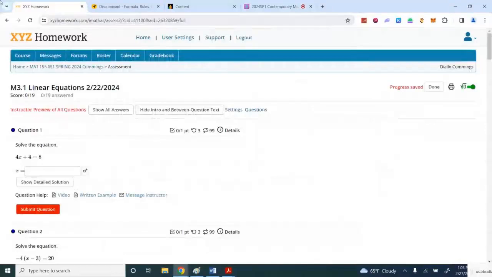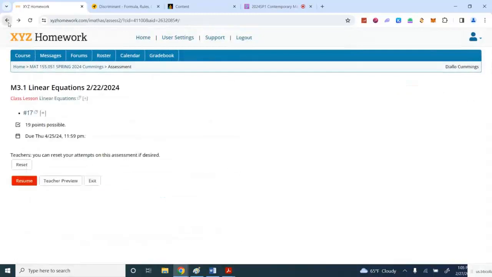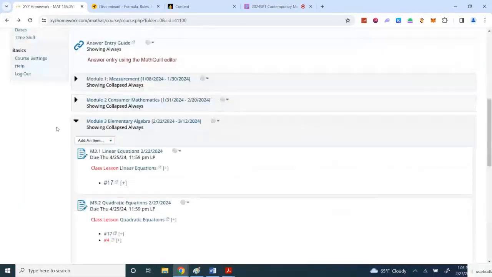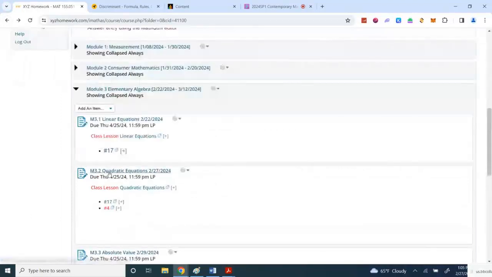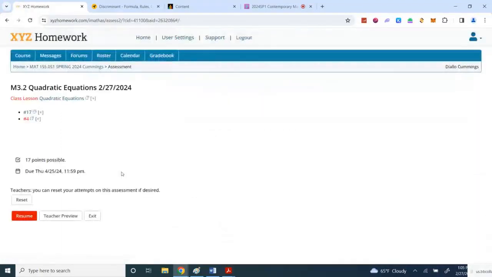All right, today we're going to attempt to go through the first couple of sections in module 3. 3.1 is linear equations, and if you've taken Math 101, this stuff should look familiar to you. And then we're going to go through section 3.2, and 3.2 deals with quadratic equations.